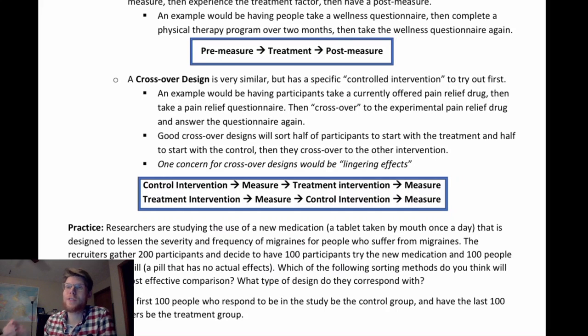But you do see these designs a lot in drug trials and other medical interventions with the idea of ethics involved. So the idea that everybody is eventually going to have the treatment factor. If you were to study clinical trials a lot more, you'd see this design used a lot and how they put some safeguards in there to be sure that there is no lingering effect based on gap time and things like that. But yeah, this is a very common design that you see in some drug trials and clinical trials.